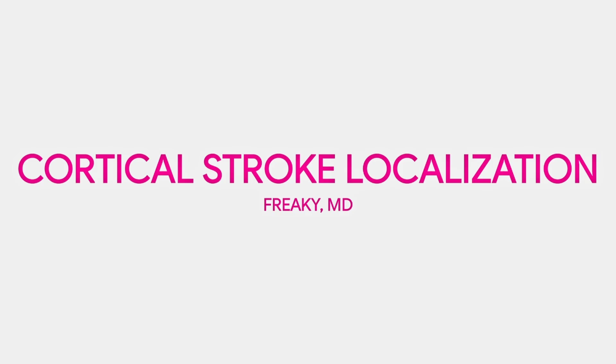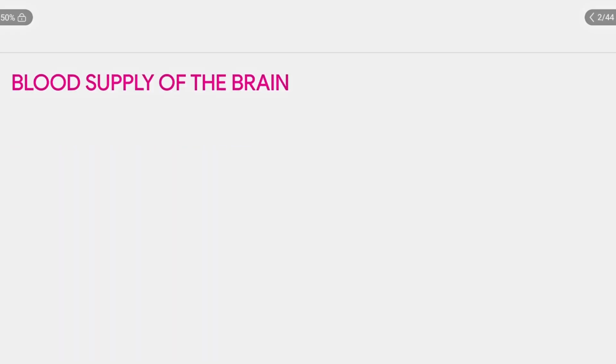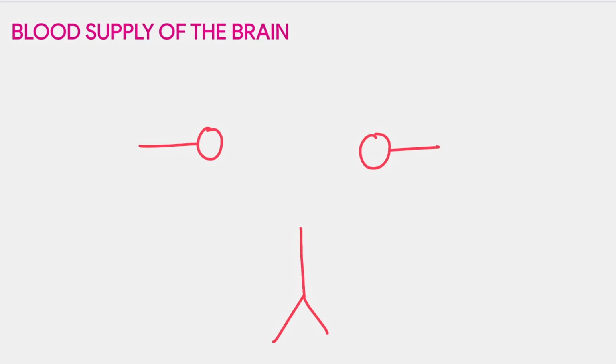So to understand any stroke, first one must understand the blood supply of the brain. Now, this is extremely high yield, and it's better if you draw it and practice it out a few times. So we'll start with our two vertebral arteries, which in the midline meet to form the basilar artery. Then for anterior circulation, we have the internal carotid artery, which gives off the middle cerebral artery, which does not participate in the circle of Willis. There is the anterior cerebral artery.